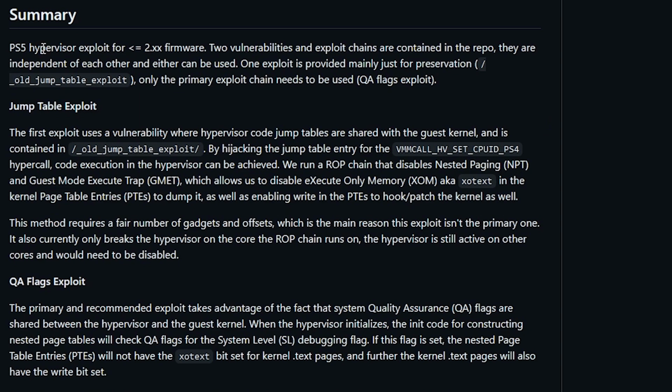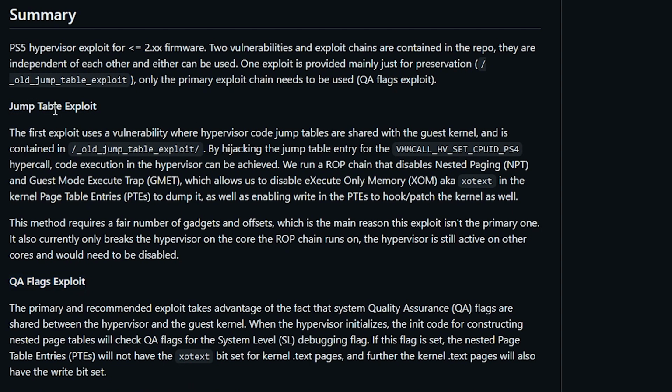This is a PS5 Hypervisor exploit for basically anything under that 2.xx firmware. Two vulnerabilities and two exploit chains are contained in this repo. They are independent of each other and either can be used. So here is where we get two different exploit chains. This one, which is the jump table, is, as stated in here, kind of the older method. And then there is the QA flags exploit, which is a bit more of the current one.